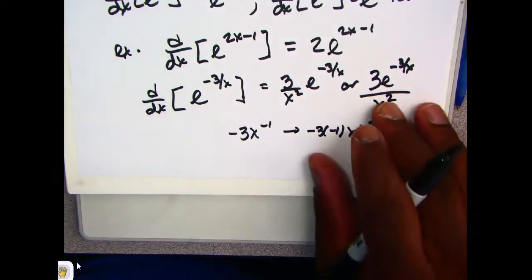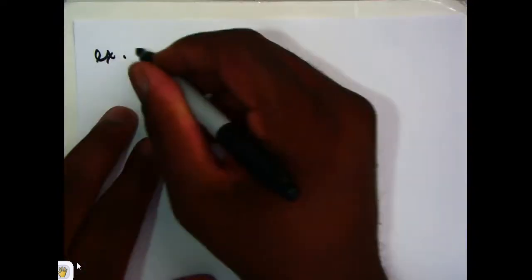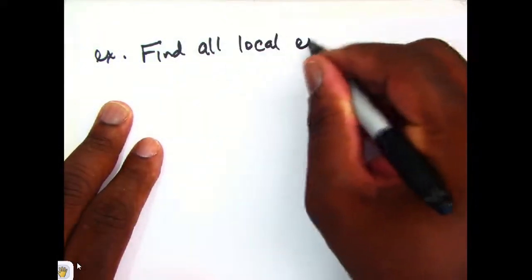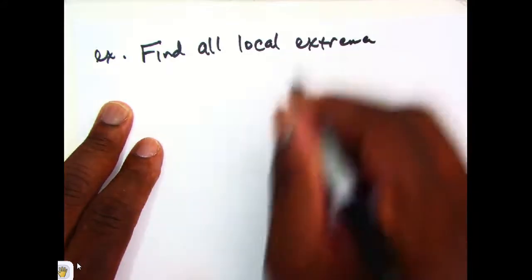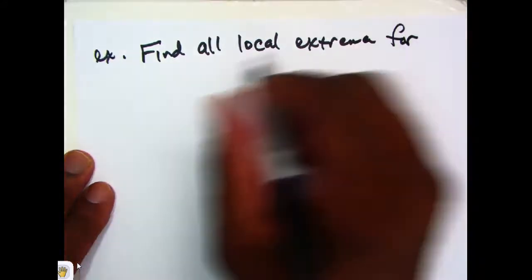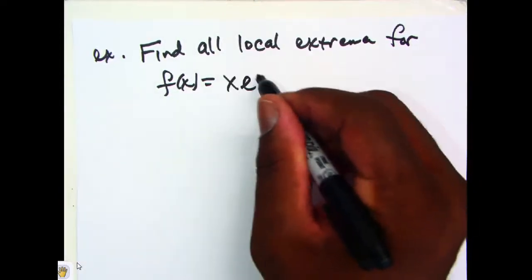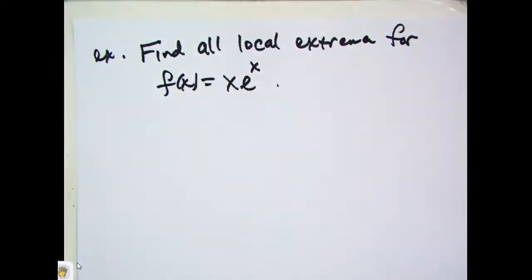All right, I am going to throw some Unit 3 in there for you. Okay, and I will give you the roughly 3 minutes that would be given to you on the AP exam for this problem. Find all local extrema for f of x is equal to x e to the x. All right, ladies and gentlemen, you have 3 minutes.